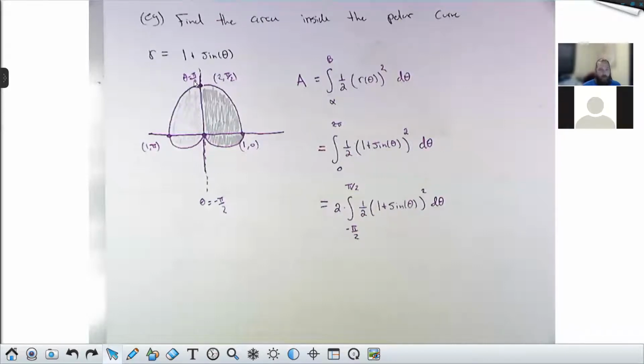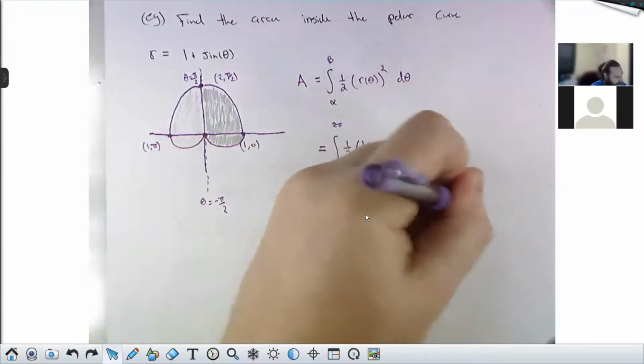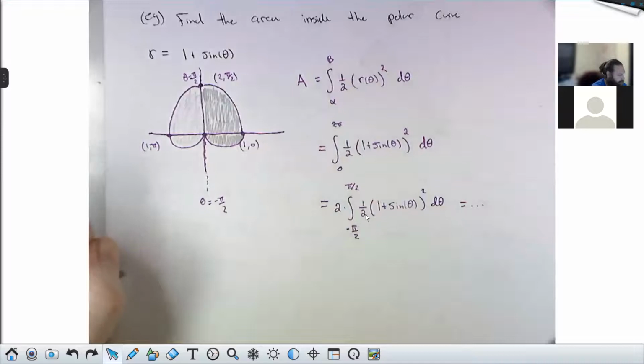You could also do it the other way. You could integrate from pi over 2 to 3 pi over 2 and calculate the area on the left and then double that. That would work also. But this is nice in that it's symmetric with the bounds as well. The 2 out front here, when I pop out this 1/2, will cancel. So let me take this over here.